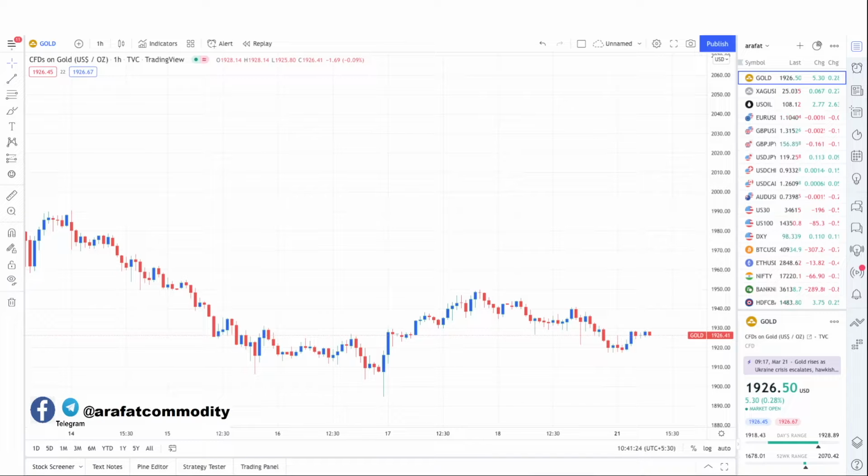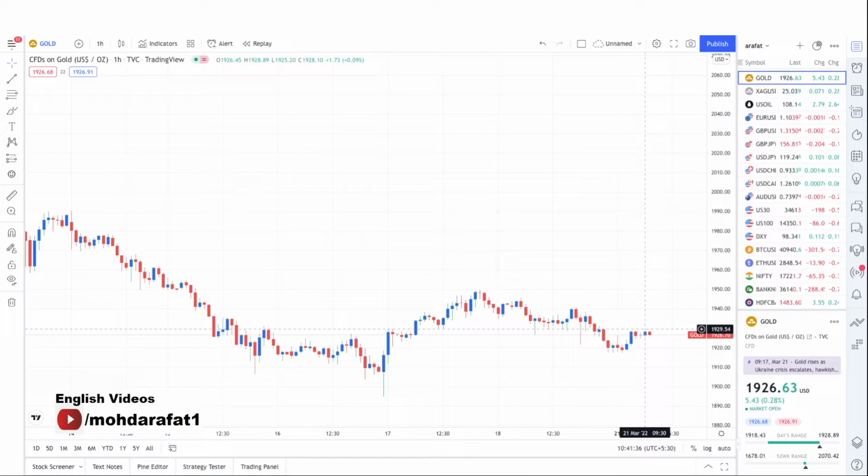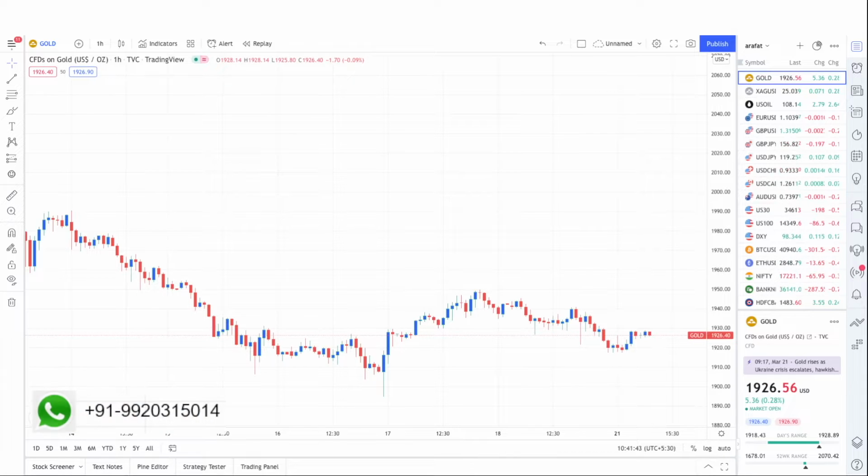This is the gold hourly chart. Gold made a low around 1918.50 today and highs around 1928.89, so nearly a $10 range since gold opened today. Gold opened pretty flat. Nothing significant happened during the weekend. After so many weekends, we had a pretty calm weekend, so that is a good thing for market stability.